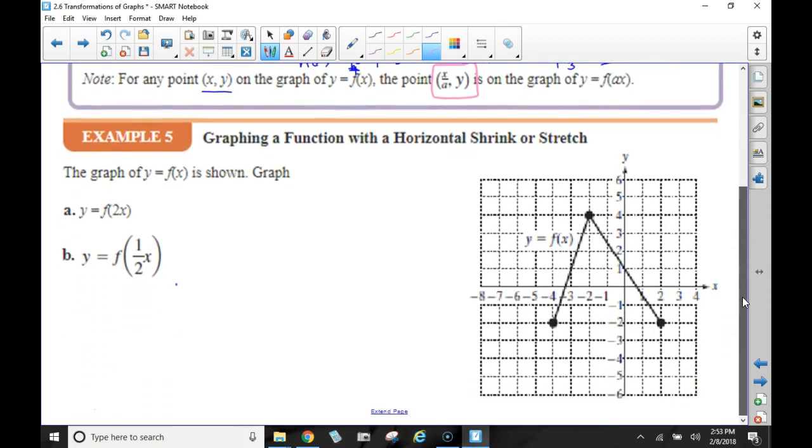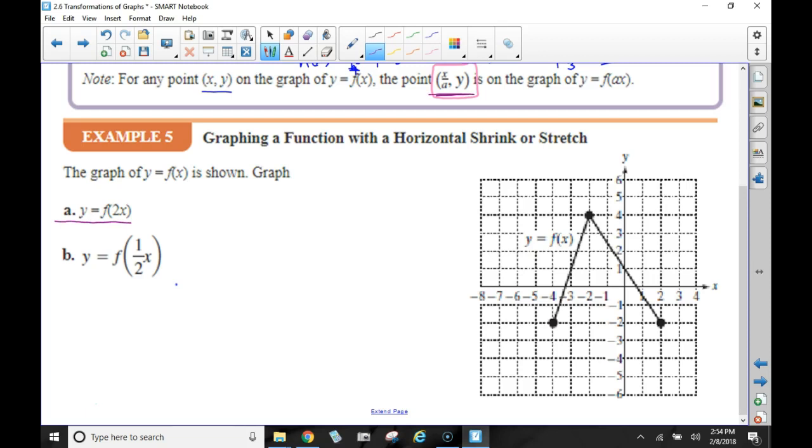Let's look at example 5. Now, this little shape for our function, that's not one of our widely known parent functions. We don't really even know what the equation for that would be. But it is a function because it passes the vertical line test. Therefore, we can apply these rules to graphs. All right? Now, we don't know what the equation is, but on part A, they want us to graph y equals the function evaluated at 2x.